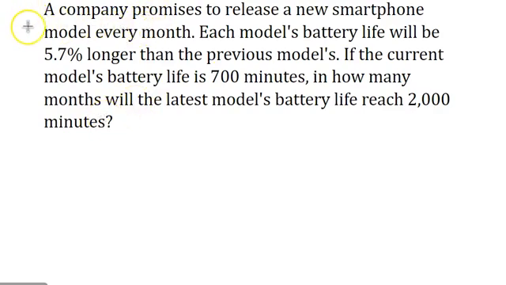A company promises to release a new smartphone model every month. Each model's battery life will be 5.7% longer than the previous model's. If the current model's battery life is 700 minutes, in how many months will the latest model's battery life reach 2,000 minutes? So this will be an exponential growth situation.